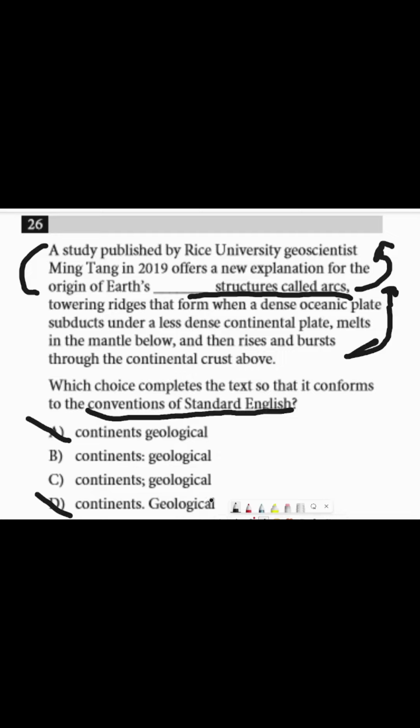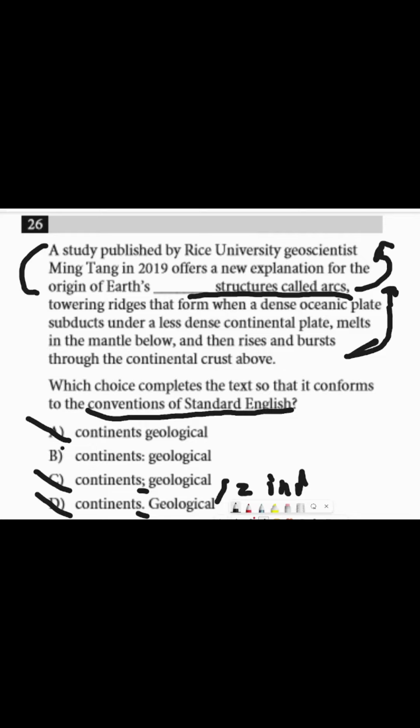For the same exact reason, we cannot use choice C, because both these ones suggest the same thing. They suggest there's two independent clauses when there's only really one independent clause, which is Earth's continents, because it is the main subject of this text, right? So don't be fooled by the semicolon right there, even though it is a very powerful punctuation mark. Sometimes it can be wrong, even on the SAT, because it would suggest that there's two independent clauses, and it wouldn't really work.